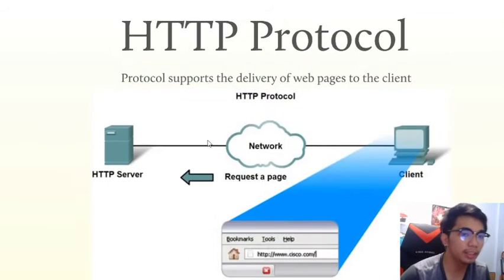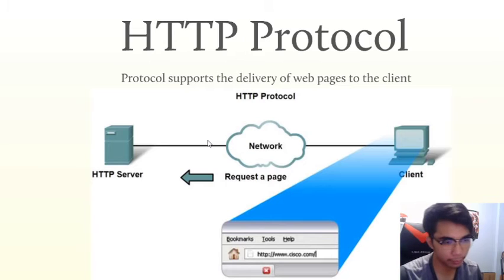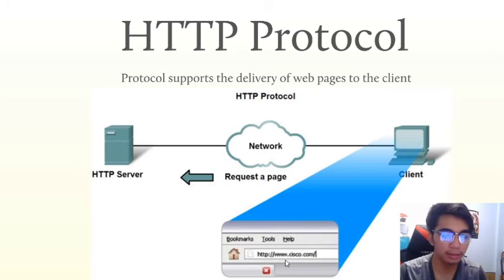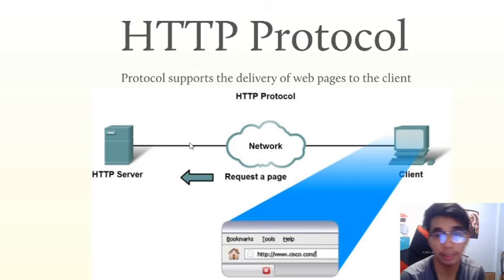Then the HTTP protocol supports the delivery of web pages to the client. When the client types www.cisco.com, the first thing the internet does is request a page from the HTTP server. But if the HTTP server doesn't have cisco.com or its IP address, the request will time out or show that cisco.com can't be reached.